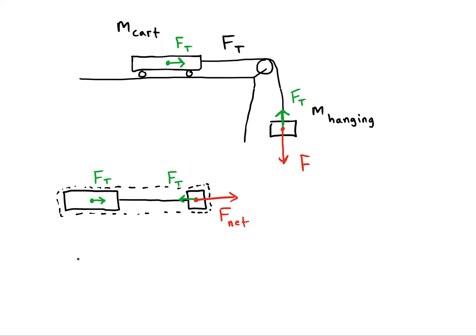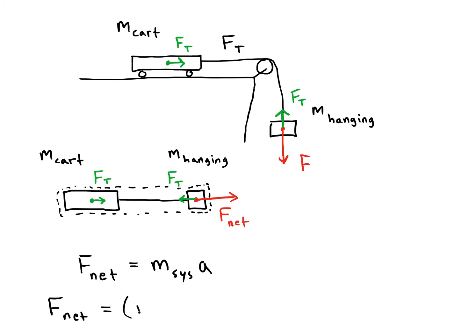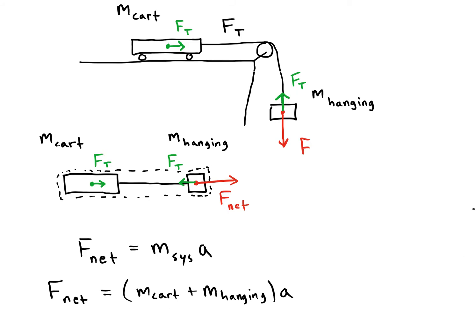So one equation that you could write would be that F net is equal to the mass of the system times the acceleration of the system. And so what is the mass of the system? Well, you've got your m cart and your hanging mass. And so they would combine. You say F net on system equals m cart plus the mass of the hanger times the total acceleration.